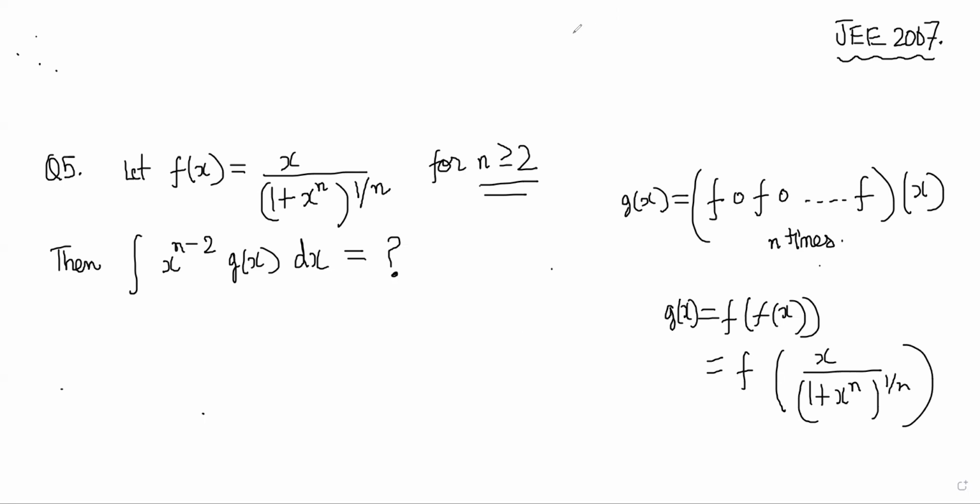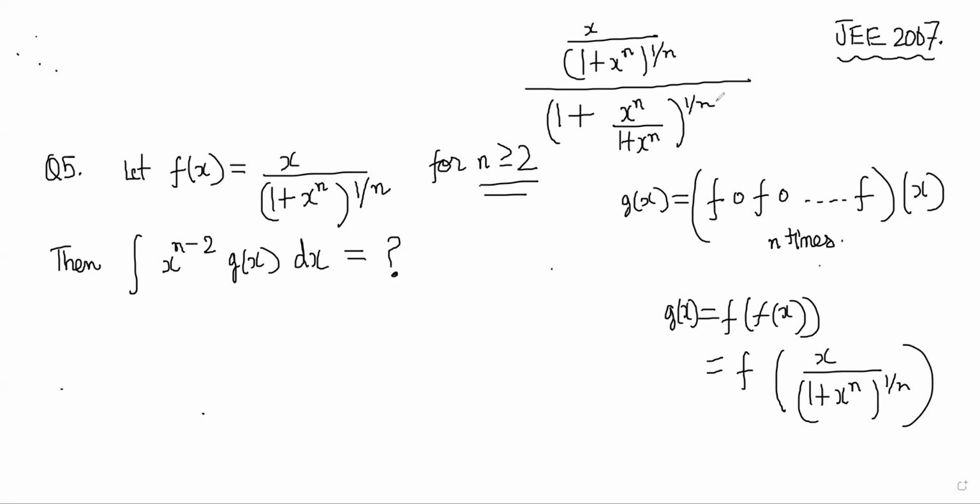So when you put that into the function, you will get x by 1 plus x power n, whole power 1 by n, divided by 1 plus, you have to raise this to the power n, right? So it will become x power n by 1 plus x power n, and the whole thing to the power 1 by n, right? Yes, sir. So it is not going to be f of x only. You have to see a pattern here. देखो क्या हो रहा है, यहाँ पे ऐड करोगे तो क्या आएगा अंदर में?